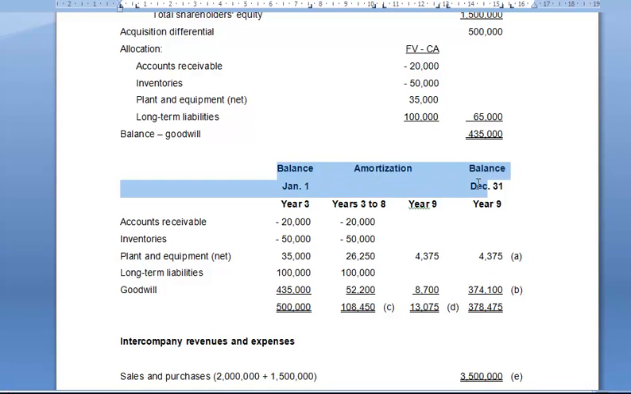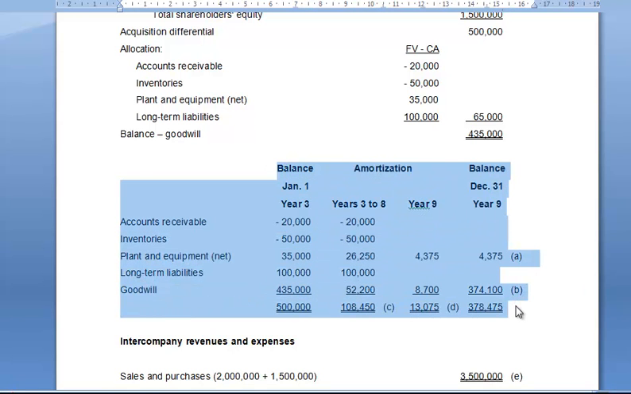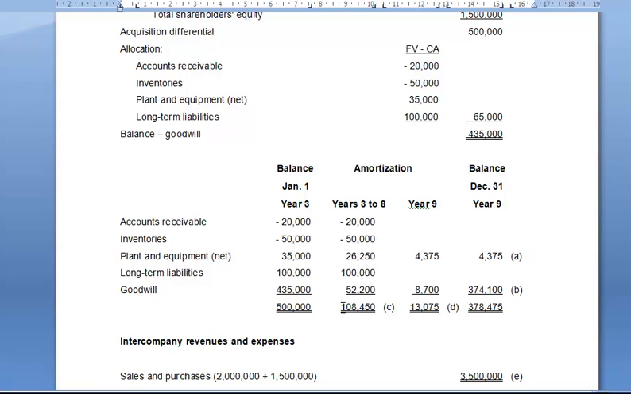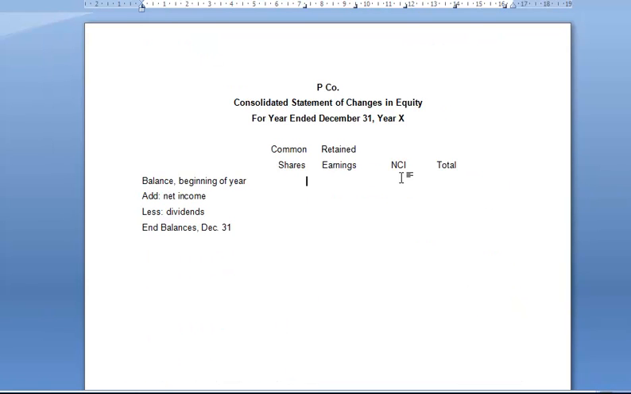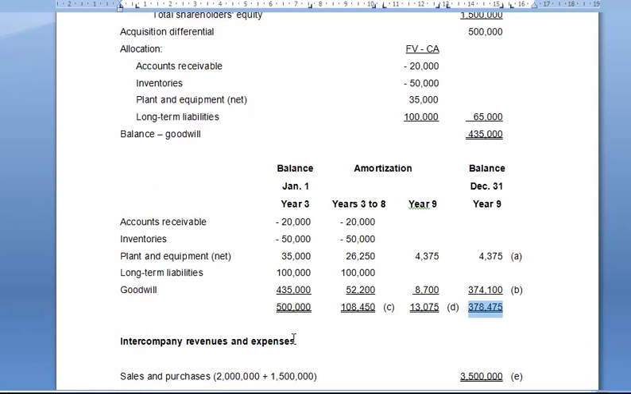This is a really important schedule because it helps us to do so many things. Calculate consolidated net income, calculate the parent's share of the sub's post-acquisition retained earnings up to the beginning of the current year for which we're doing consolidated statements, and we're going to use the unamortized acquisition differential to help us calculate the opening balance for NCI on the consolidated statement of changes in equity, because again, we need that number for here, right? NCI at the beginning of the year. So we're going to need that number here. So all of those numbers are important for us.